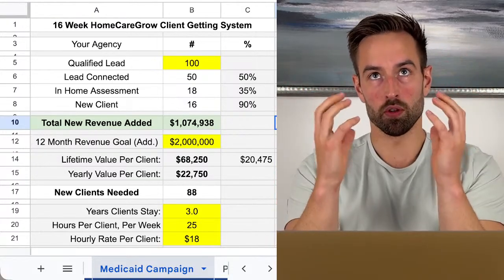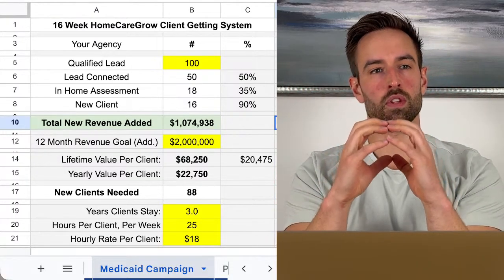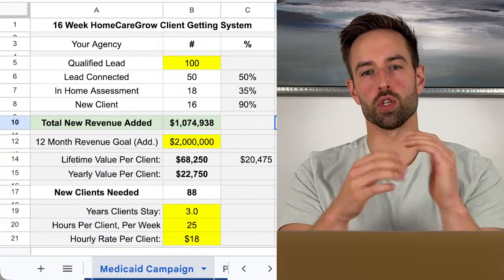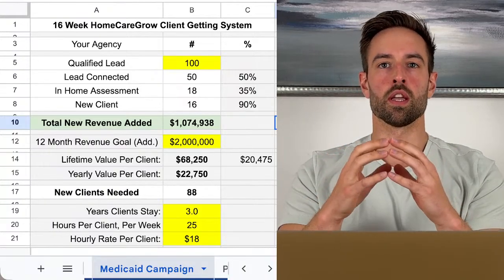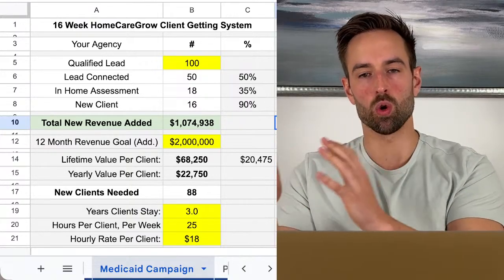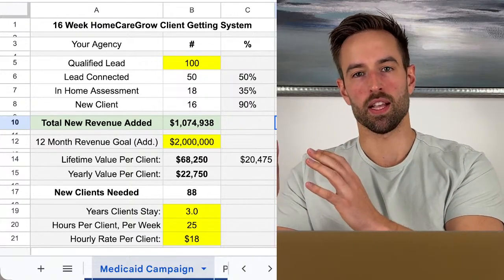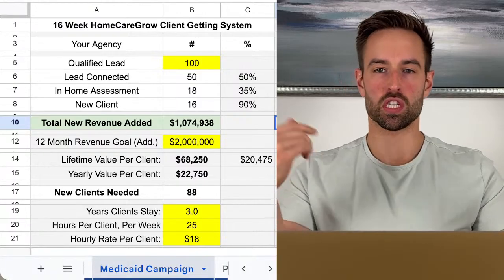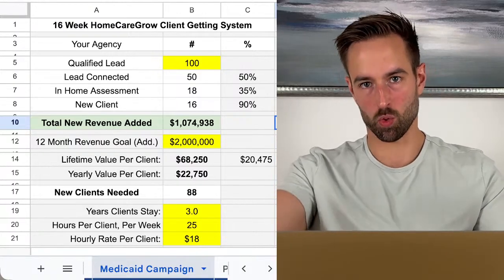Because the pool for warm traffic is, think of it like a pond, right? It's kind of small, and you might be already experiencing this in your agency, where once you crack cold traffic, man, it's like an ocean. And you can just keep increasing spend and keep bringing on more clients.